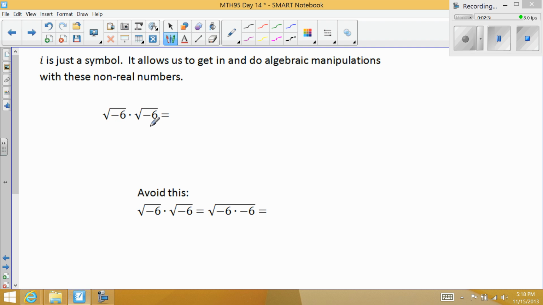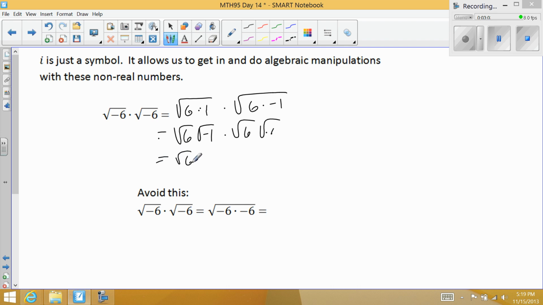Something like the square root of -6 times the square root of -6. We can split that up: -6 is 6 times -1, and -6 is 6 times -1. Again, the square root of -1 is going to be our i. So I've got a square root of 6 times i and a square root of 6 times i. Pulling those together, the square root of 6 is a real but irrational number, and then I have i times i.